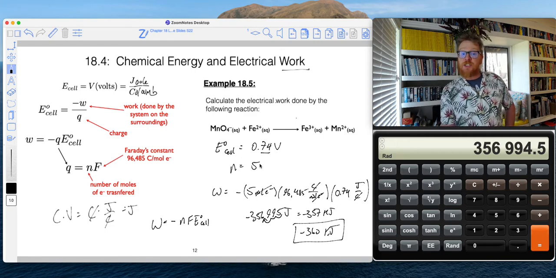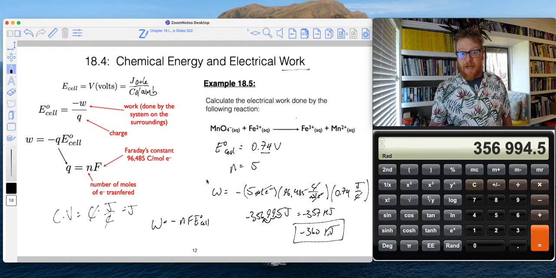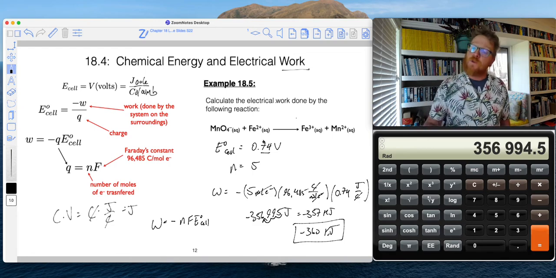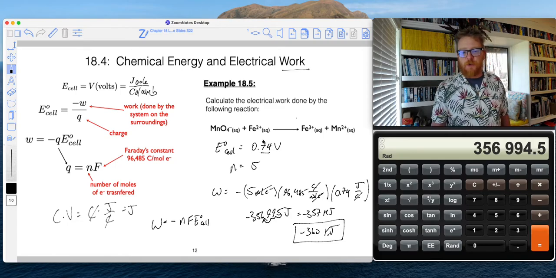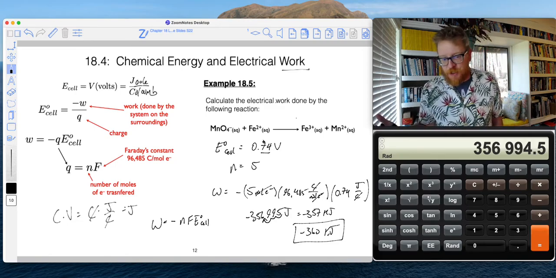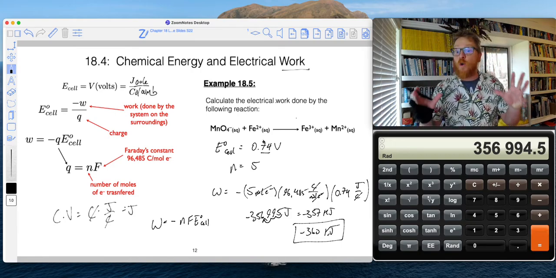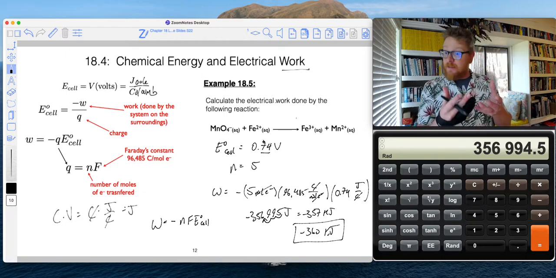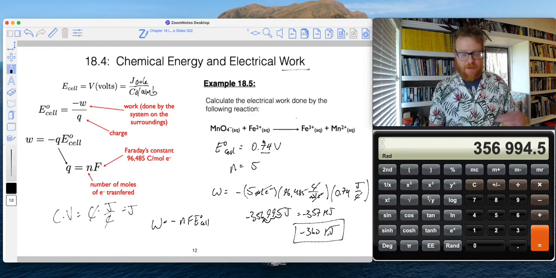Okay, so if we construct a cell of this description, with the permanganate and iron half reactions, we'll get 360 kilojoules of energy out of that cell when we have 5 moles of electrons being transferred. Now, as soon as those 5 moles of electrons are transferred, it's done. That's how much energy we were able to release. So if we wanted to know a total absolute amount based on a certain battery condition, we'd have to know the mass of that battery. And we're going to get to there eventually.